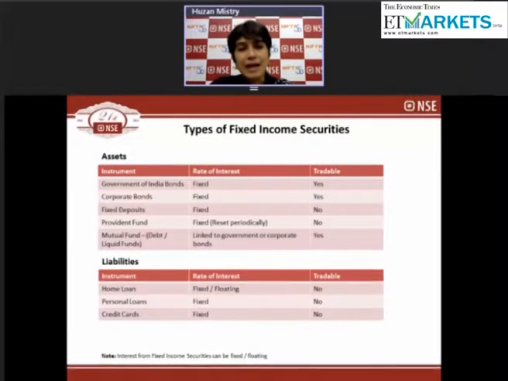Let's list some of the assets and the liabilities when I'm talking about fixed income securities. So a Government of India bond has a fixed rate of interest at the time of issue or reissue. There's a specific coupon that is provided in terms of what rate of return this bond will give. It's a tradable instrument, so are corporate bonds.